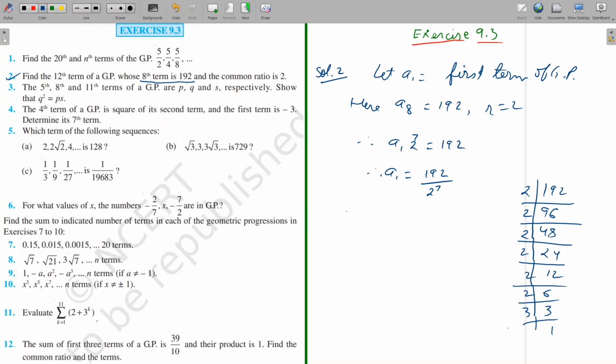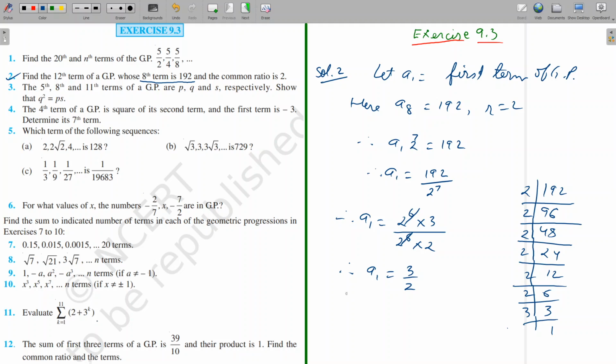So how many times is 2 coming? 1, 2, 3, 4, 5, 6. So a_1 equals 2 raised to 6 into 3 over 2 raised to 7, which we can write as 2 raised to 6 into 3 over 2 raised to 6 into 2. The 2 raised to 6 cancels out. Therefore a_1 equals 3/2. And we already have r, that is 2.